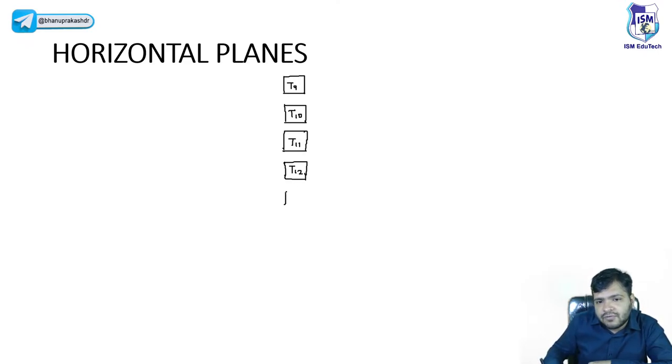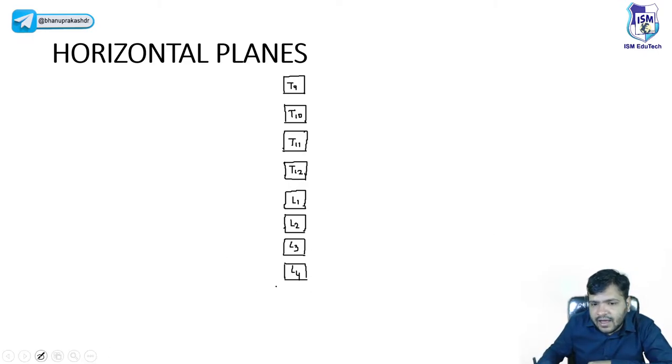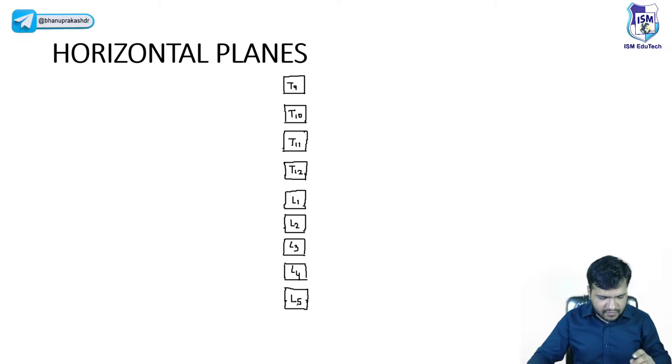From here we have thoracic 12 only, then we will have lumbar 1, then lumbar 2, lumbar 3, lumbar 4, and at last we have the lumbar 5th vertebra. So you have to draw this in order.